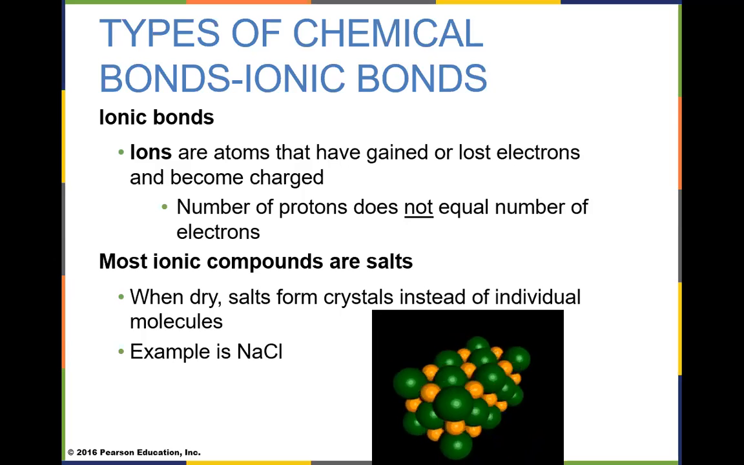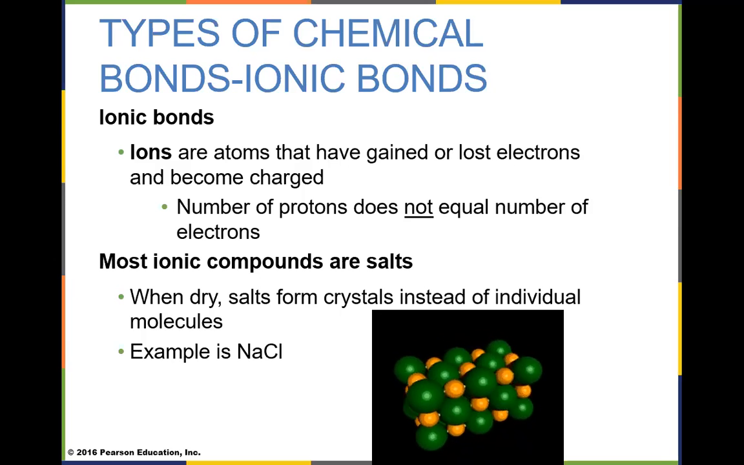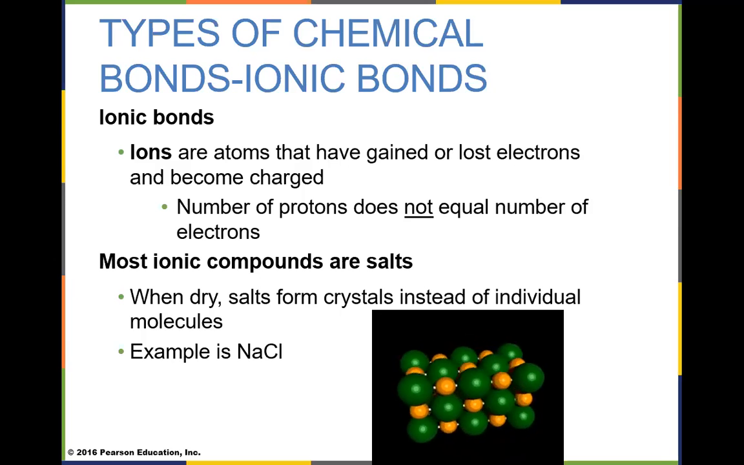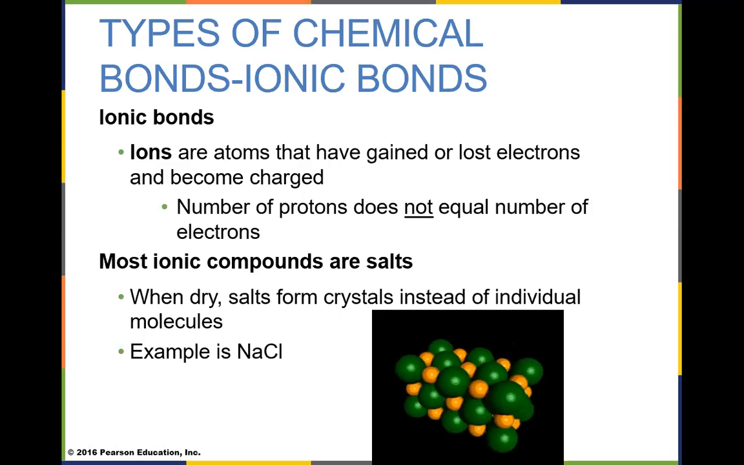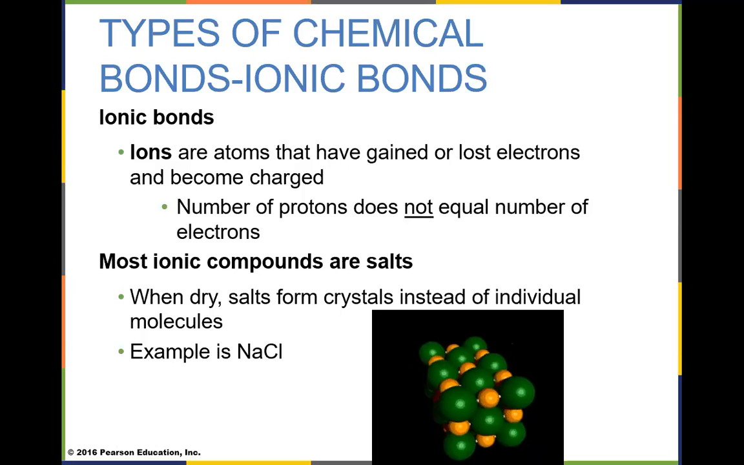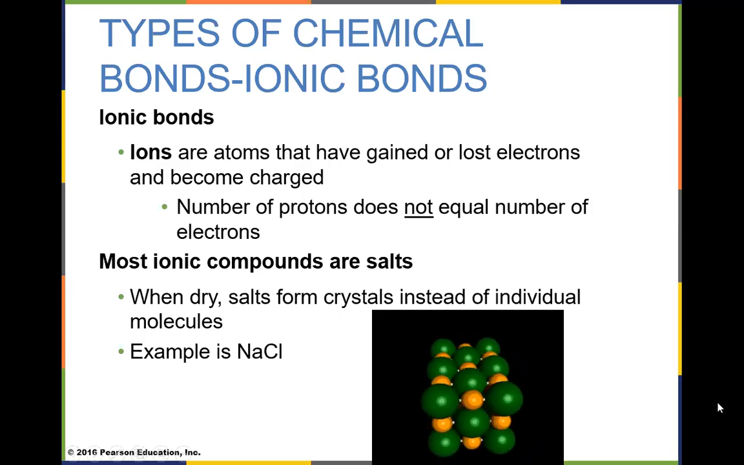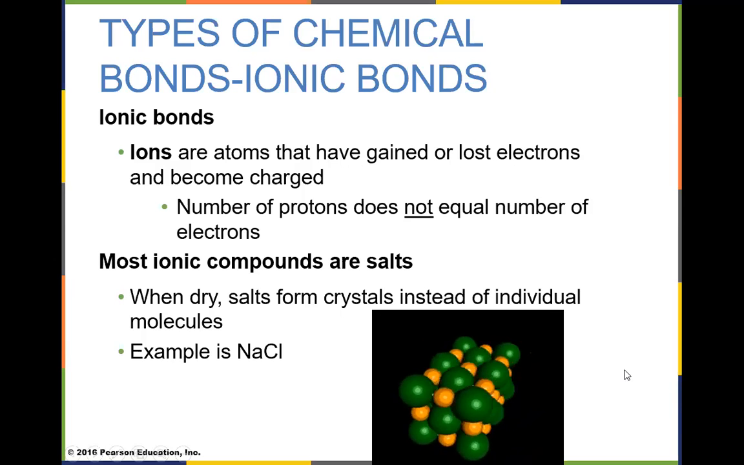And all of our salt crystals are held together by ionic bonds. This is what salt looks like, this green and yellow thing going around here. The yellow ones are sodium and the greens are chlorine, because chlorine's bigger, held together magnetically because of positive and negative charges. Ionic compounds make up all the salts in our bodies.